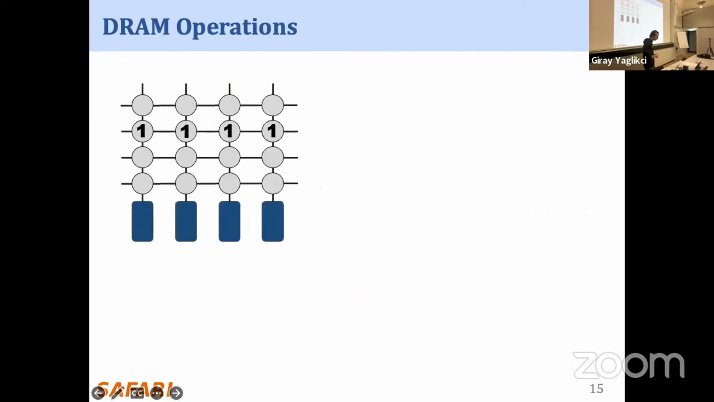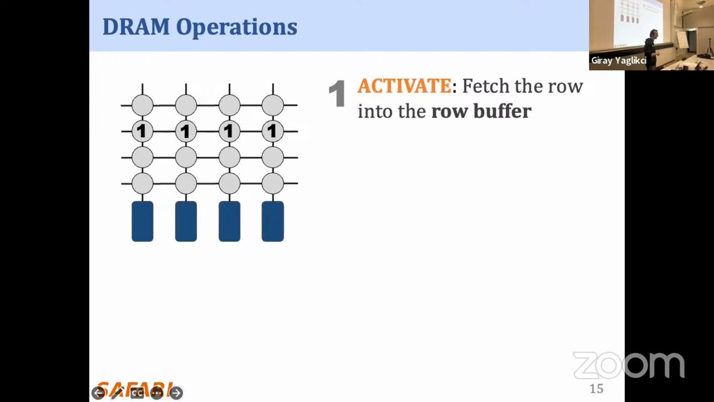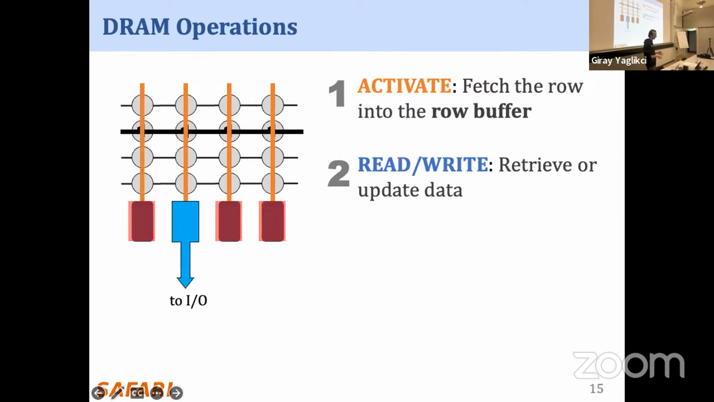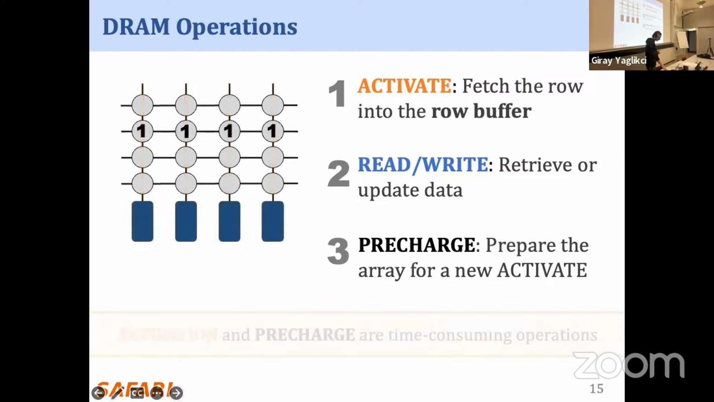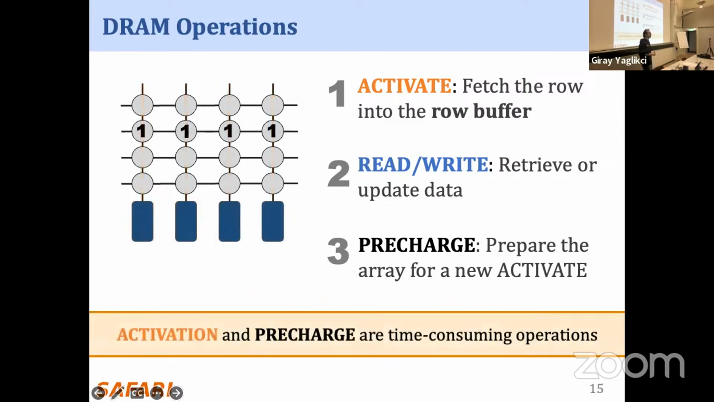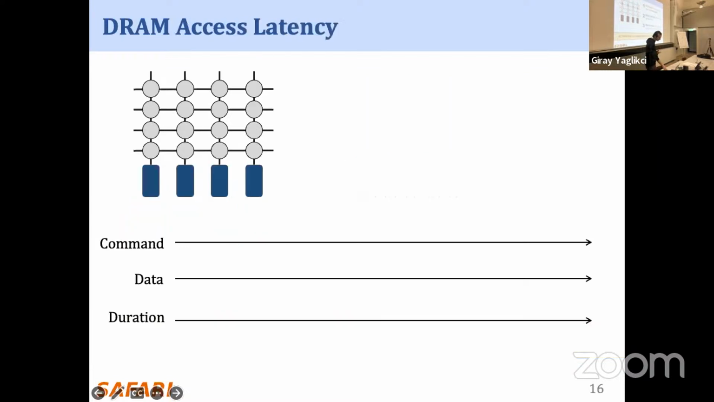To access data in DRAM, we perform 3 operations. First, we activate a row and bring the data into sense amplifiers. Then we use read and write operations to retrieve or update the data. And then we precharge the row and prepare the DRAM bank for access to other rows. Activation and precharge operations take time because the sense amplifiers need to read the charge in the DRAM cells and restore them while doing these operations.